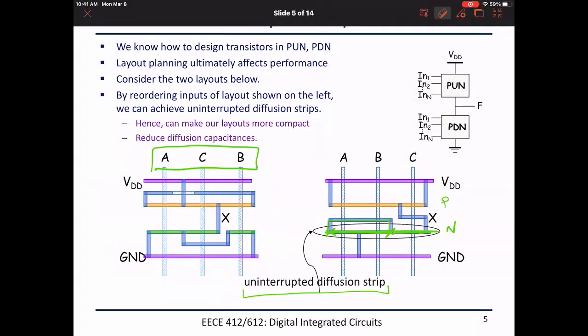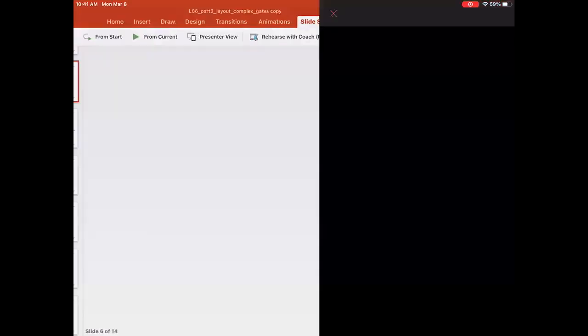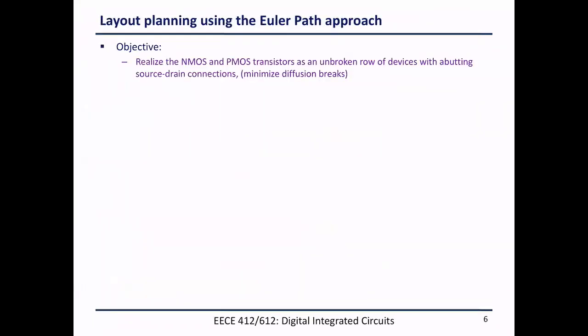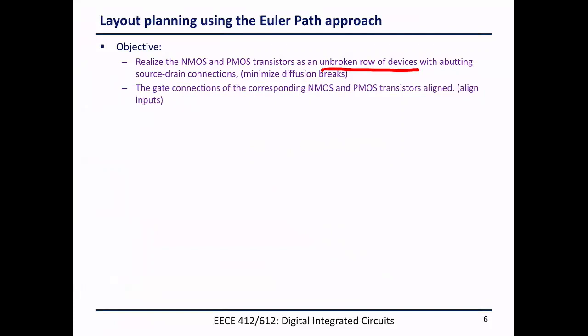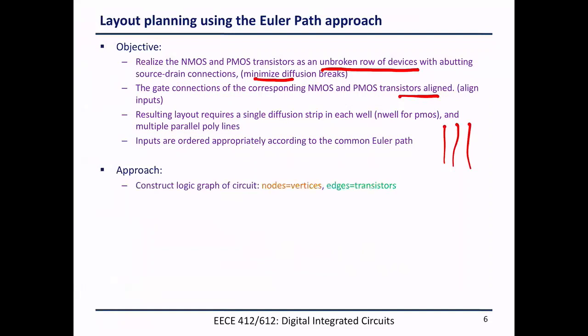So here it is now. Okay, sorry. Okay, so now they're telling us the objective is to make an unbroken row of devices, to minimize the diffusion breaks, to minimize the separation by the diffusion. The gate connections are aligned, meaning all the poly comes down in the same place, linear, no difference. The layout will have a single diffusion strip. Also in the PMOS it's more important, because we have an annular and the area gets bigger and bigger. And we need to have the inputs ordered according to a common Euler path.